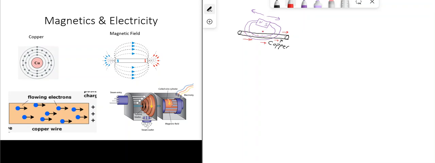Okay, and we'll demonstrate this in class as well. But this is basically how it works. So you have your magnetic field here, and it makes sense. Think about it, if this is the electron here, we have to apply a force, and that force is going to push the electron along. That magnetic force is going to push it along.